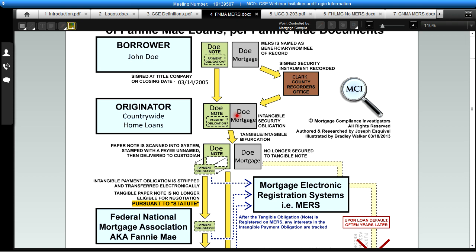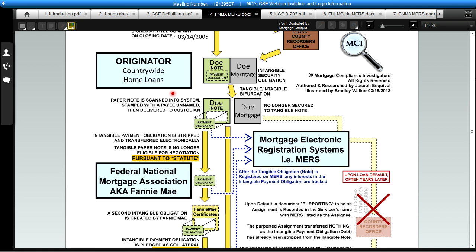Okay, now, meanwhile, after the county recorder sent the security instrument back to Countrywide Home Loans, what happens? Well, let's take a look. Within the first 24 to 48 hours, the paper note is scanned into the system, and it's stamped with a payee on named, and then delivered to the custodian.